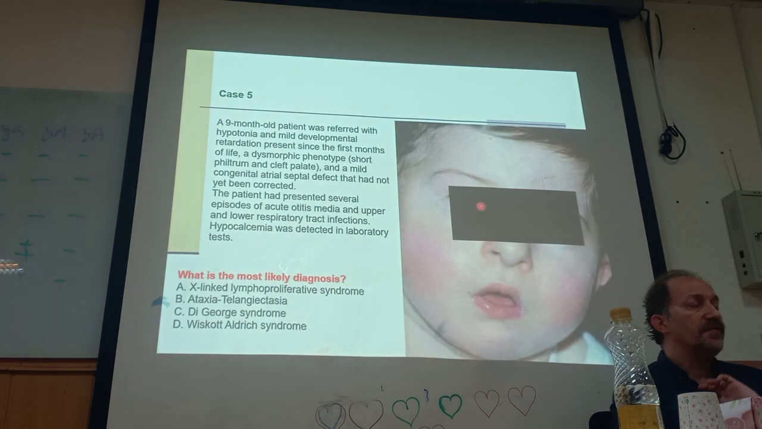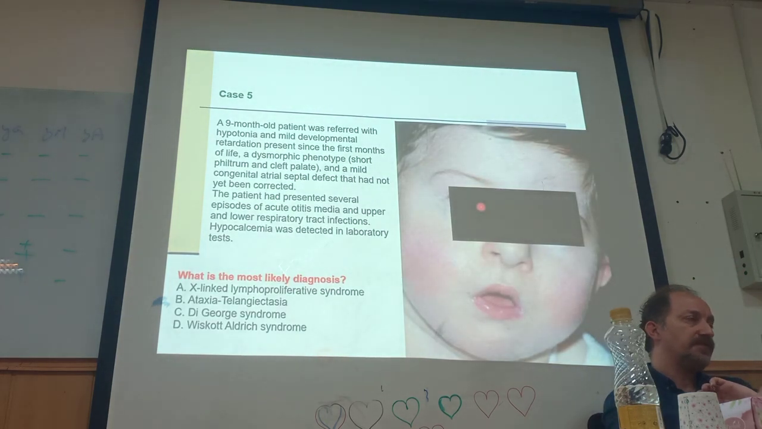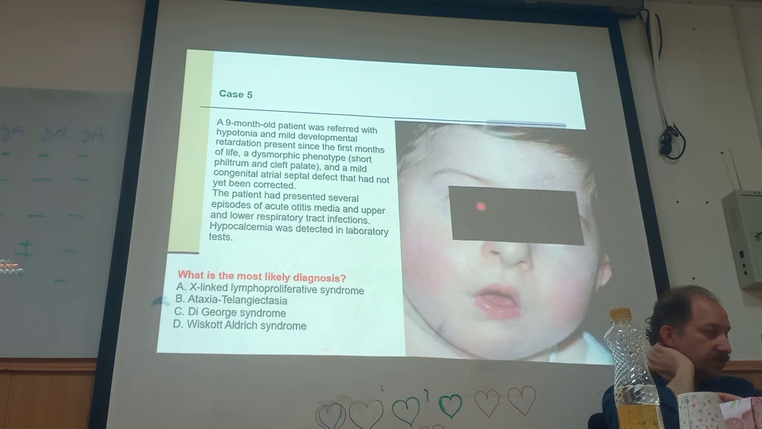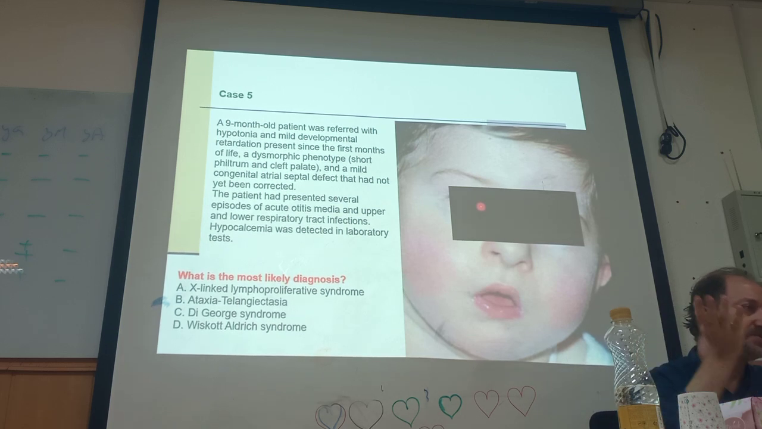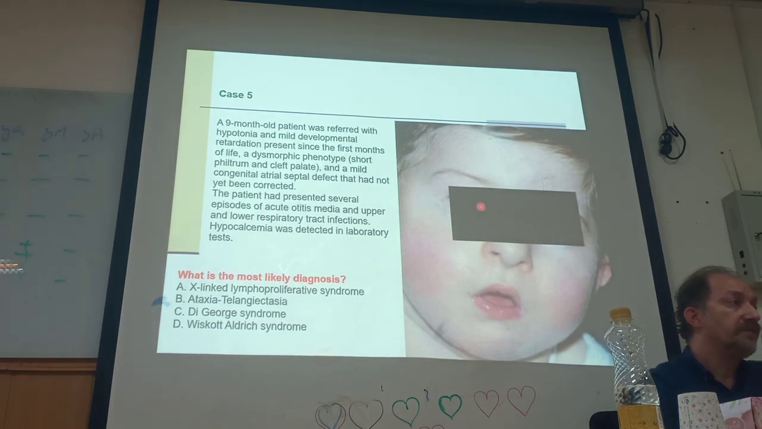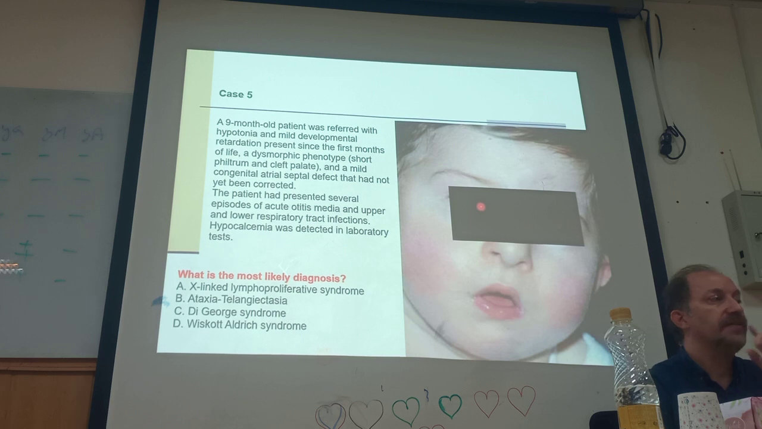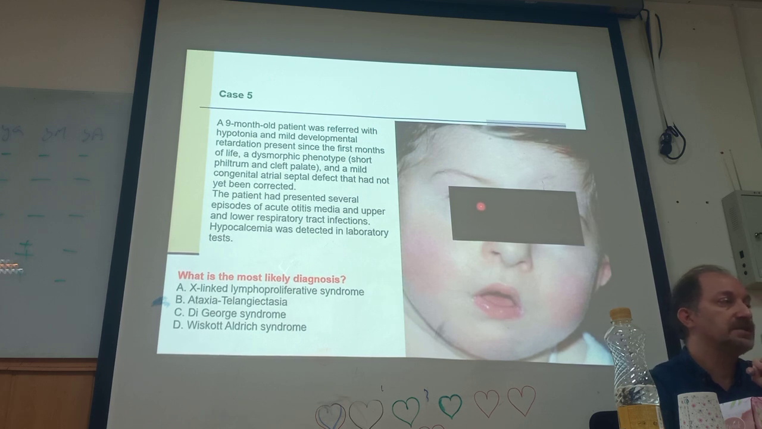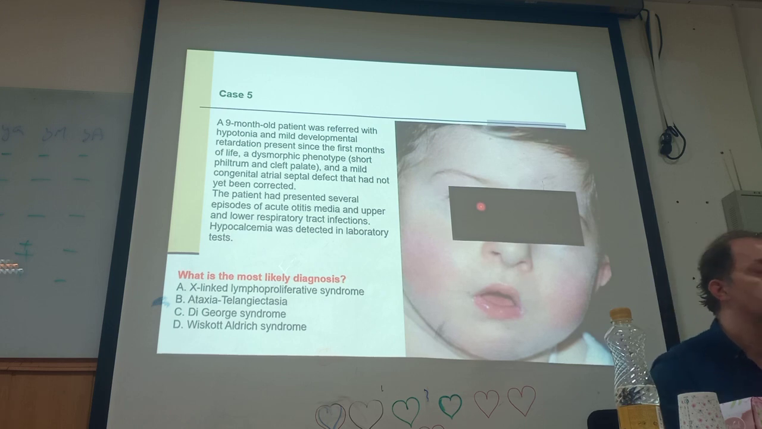Case number 5, it's not my patient. The previous patient was from my clinic, but case 5 is from one of my colleagues at home. A 9-month-old infant who was referred to the hospital with mild developmental retardation, cleft palate, mild congenital atrial septal defect, otitis media, and hypocalcemia. DiGeorge syndrome, and the patient has agenesis of the thymus.